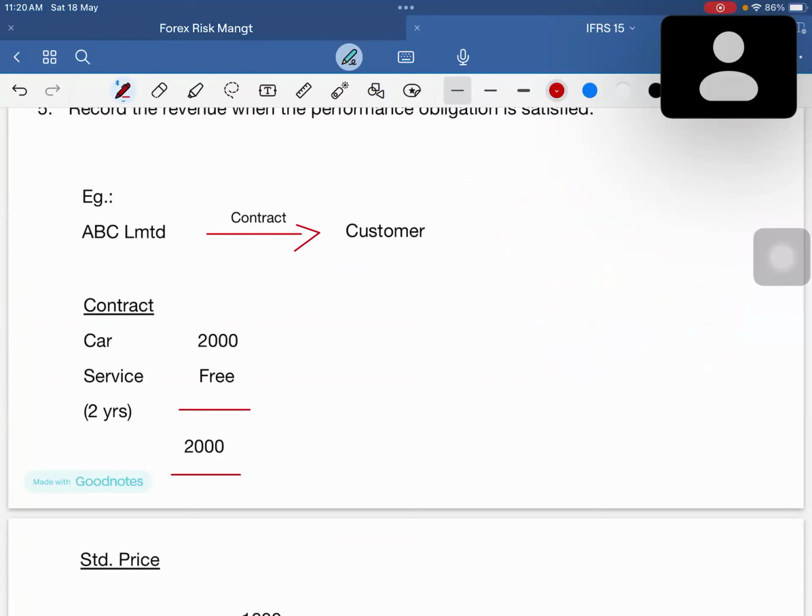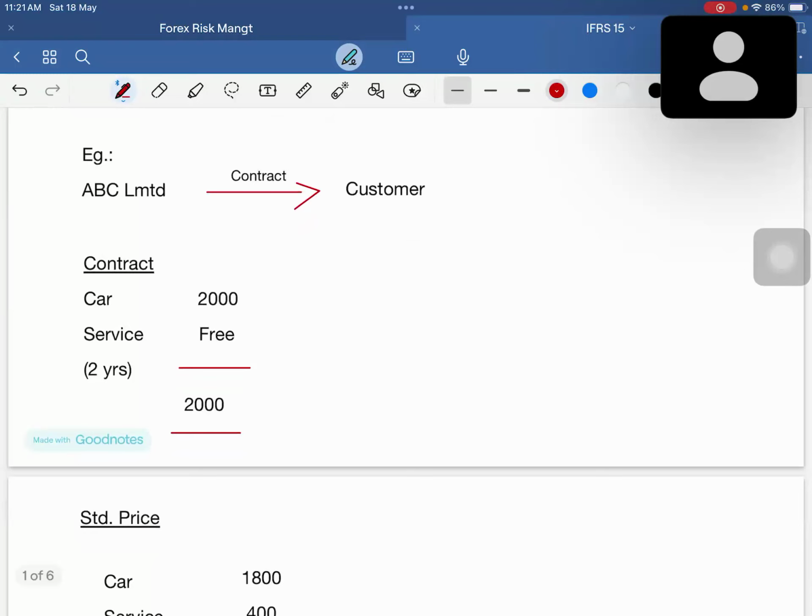ABC Limited entered into a contract with the customer. All right, the contract is such that it has to give a car for $2,000. Okay, and the service is going to be provided for 2 years. And the total contract price is 2,000. So this is the quotation that we offer to the client.